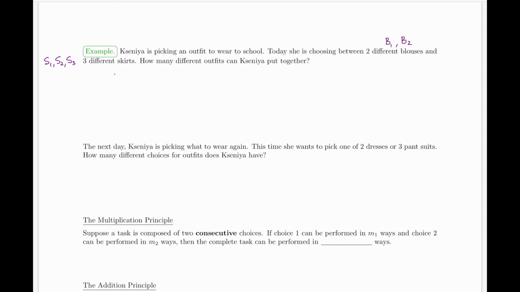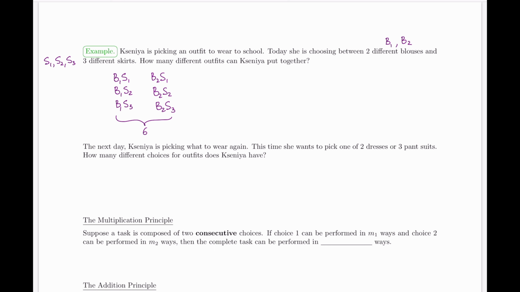So I can say, well, blouse 1, skirt 1, or blouse 1, skirt 2, blouse 1, skirt 3. And of course, I can repeat all of the same things, but with blouse 2 as my option. Once I've listed all of these, I think these are all the possibilities. I can wear either blouse 1 or blouse 2 and run through all the skirt possibilities for each one of those. So altogether, I have 6 options.